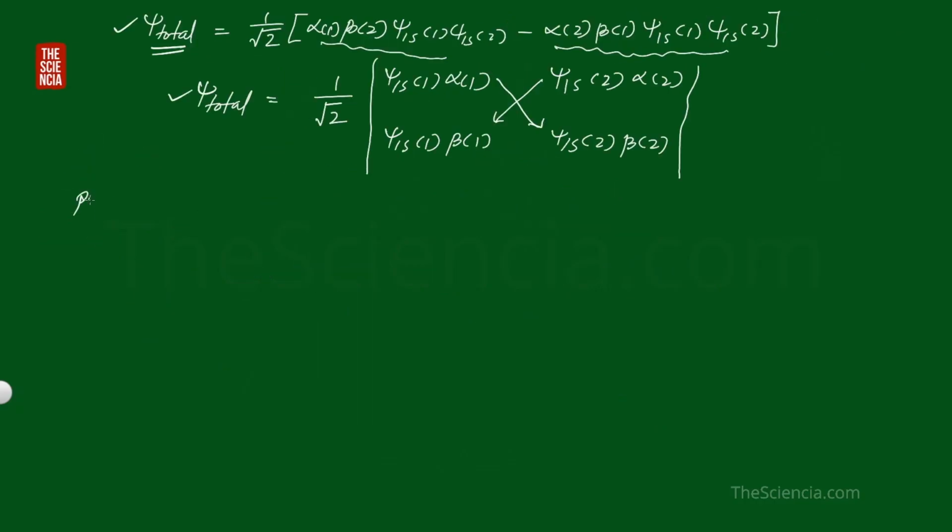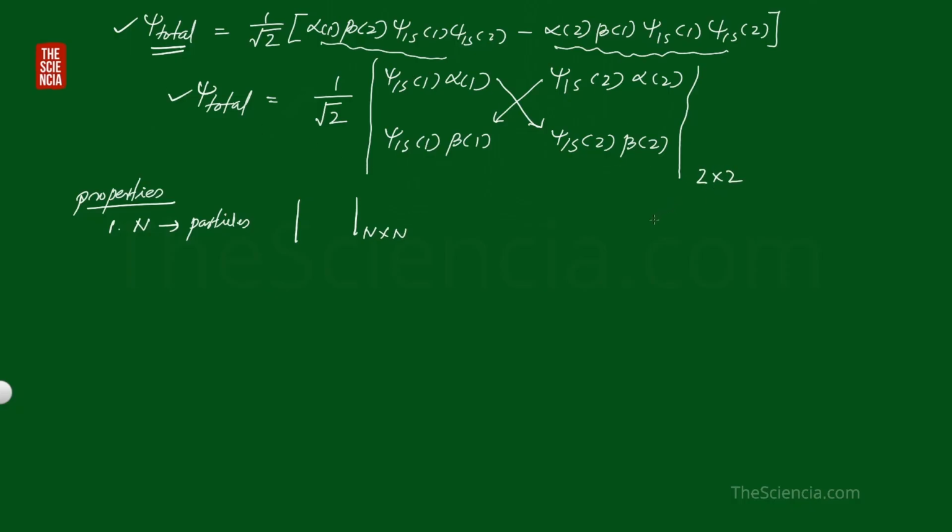The properties. By identifying these properties, we can write any wave function in the Slater determinant form. Okay, so the first property is, if n is the number of particles, then the determinant will be an n by n determinant. Here there are 2 particles, so we got a 2 by 2 Slater determinant.